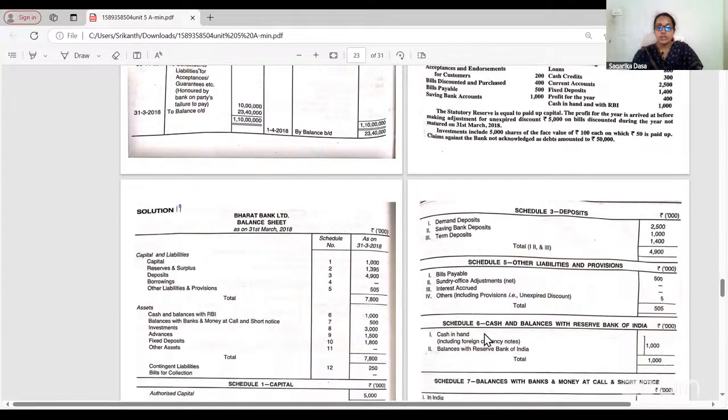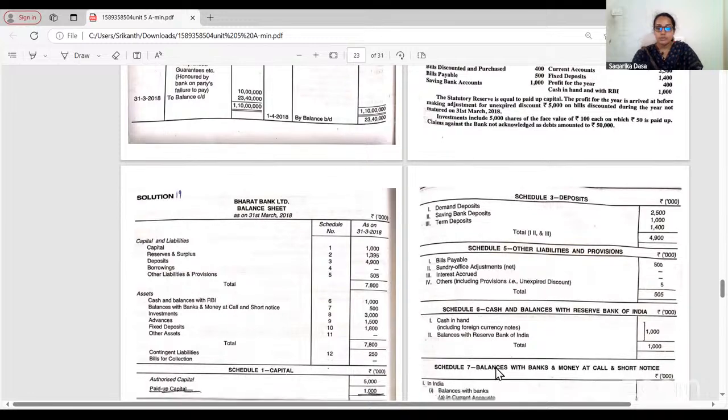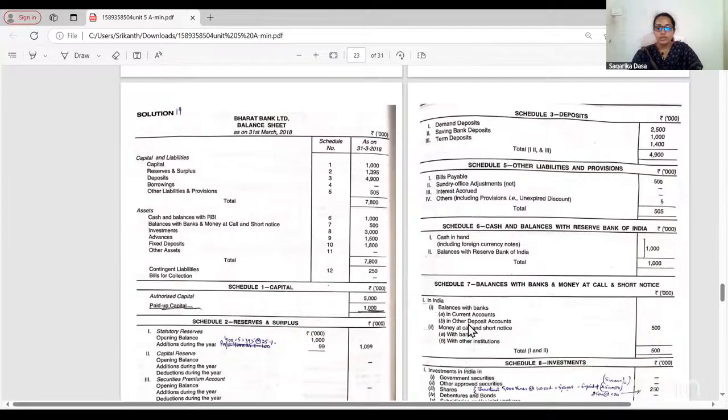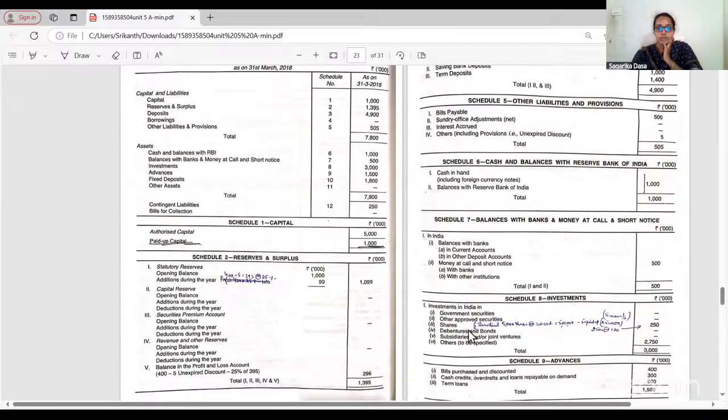Now sixth one, schedule 6 is cash in hand and cash at bank. Cash in hand and with RBI is 1,000. We take it as 1,000 in the pro forma. Then balances with banks. Seventh one, we have deposits, that is 500. Then schedule 8 is investments. We have shares investment 250 and other investments 2,750, which comes to 3,000. We have taken 3,000 here.